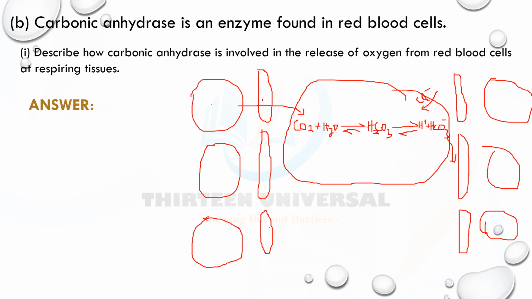So now let's face our question. Let's get back: describe how carbonic anhydrase is involved in the release of oxygen from the red blood cell. Don't forget, quickly, that oxyhemoglobin, of course, has to unload oxygen, right? So oxyhemoglobin, remember oxyhemoglobin, write it out. That is this.